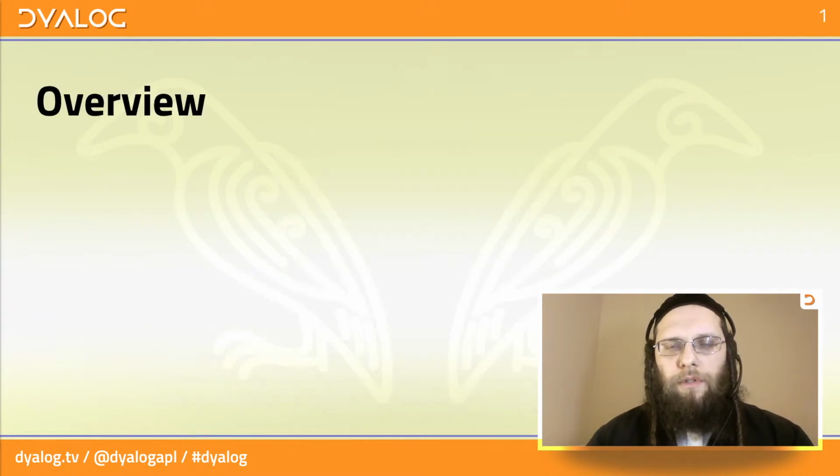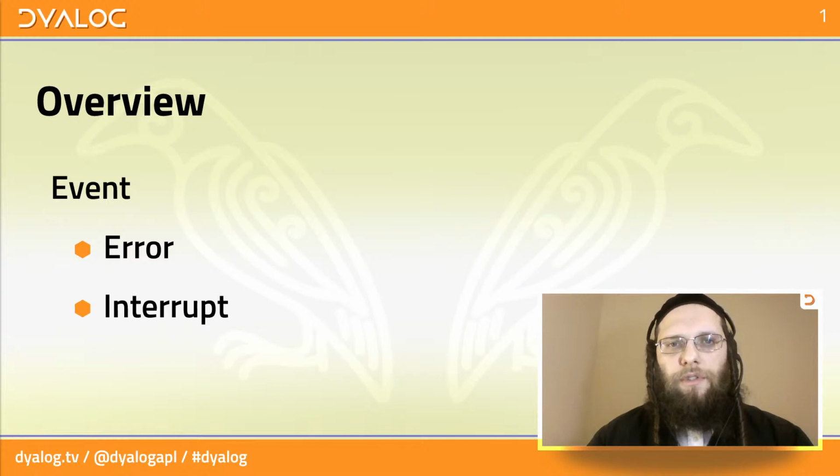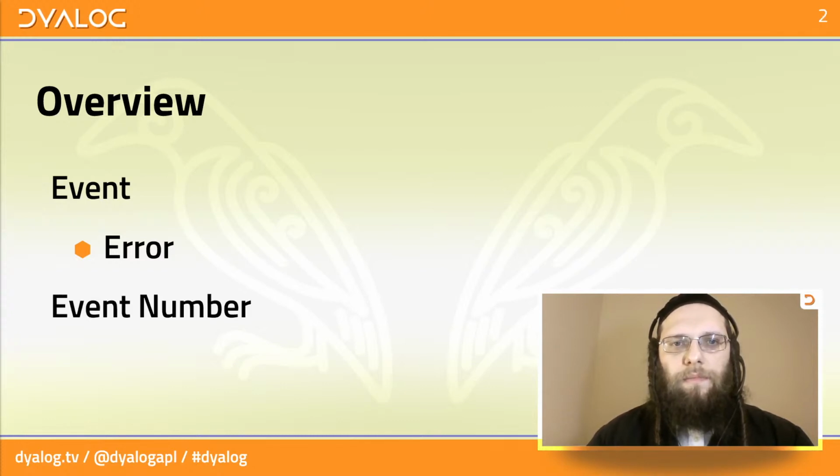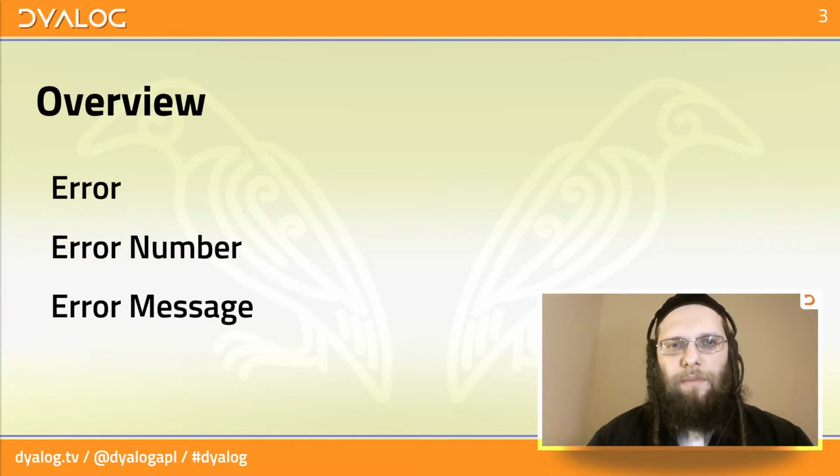So what we are going to go over today, we are going to look at what's called an event, and specifically there are two types of such events in Dyalog APL. There are errors and there are interrupts. However, for what we're going to deal with here in the beginning, we're going to limit ourselves just to errors. Associated with such events are event numbers and event messages. Because we're only dealing with errors, we are going to forget the official terms and just call them error numbers and error messages because it's much easier to remember.